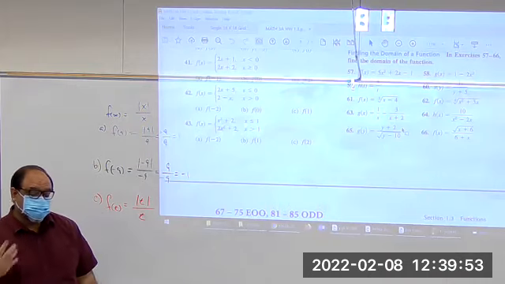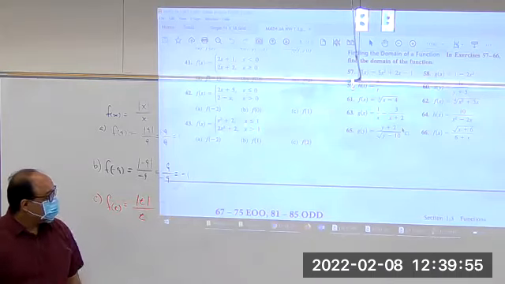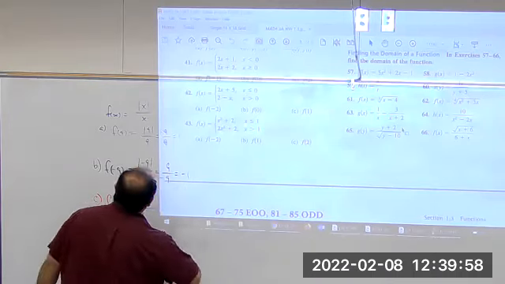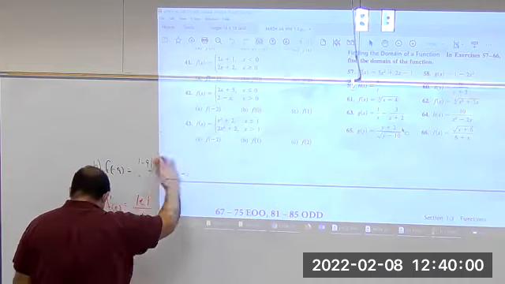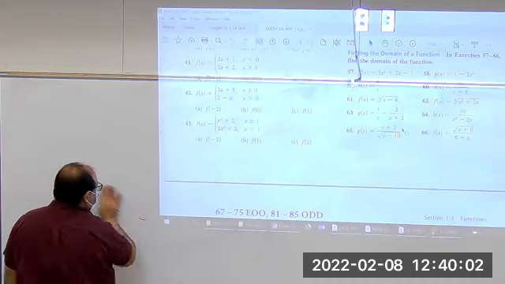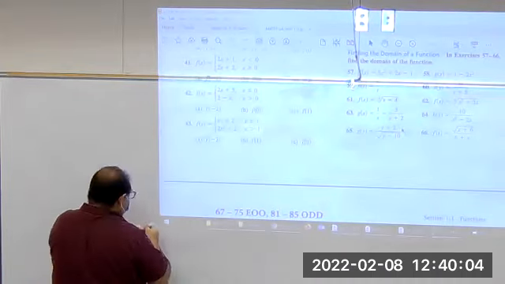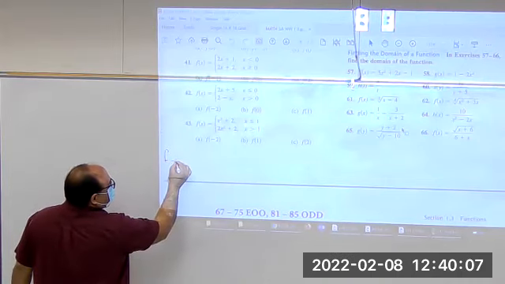You're given an explicit domain, like right here. So you got to pay attention to what you're plugging in and when you're plugging it in. For A, f of -2.